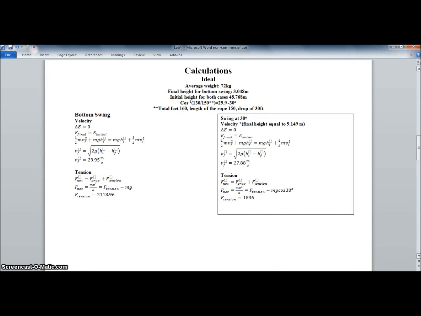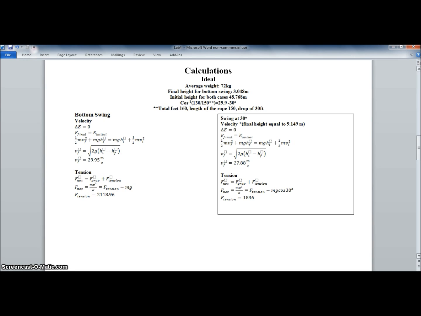The speed at the bottom of the swing was calculated using the energy principle, where the final energy equals the initial energy. The energies included in this system would be the kinetic energy and the gravitational potential energy. Setting the changes in both equal to each other and realizing the initial kinetic energy is 0 because of an initial velocity of 0, then we can solve for the velocity at the bottom of the swing.